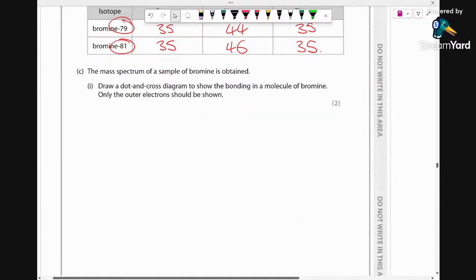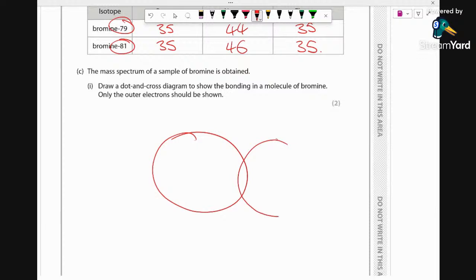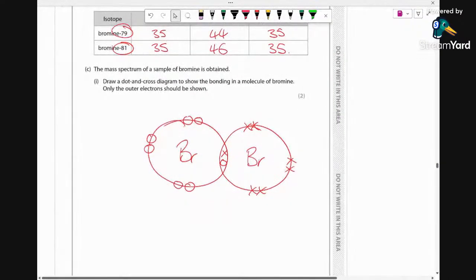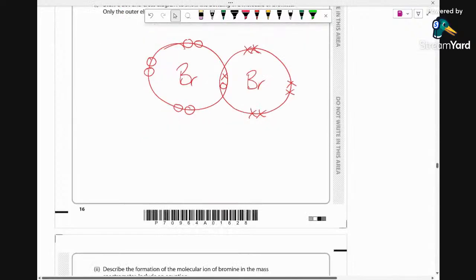The mass spectrum of the sample of bromine is obtained. Draw a dot and cross diagram showing the bonding in a molecule of bromine, outer electrons only. This is the easiest dot and cross question that I've seen in a long time. I'm really shocked at how basic this is. Like usually there are some really tricky dot and cross diagrams these days. If you've not seen them, then you've not done enough practice. Some of them are really tricky. Yep, nice and easy. One of them is dots, one of them is crosses.